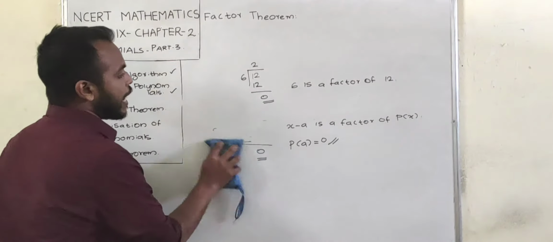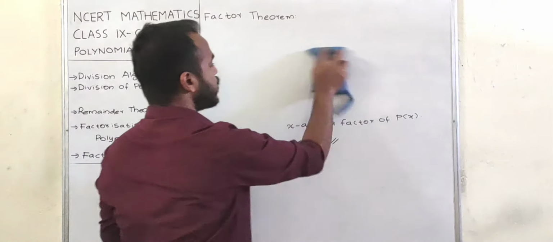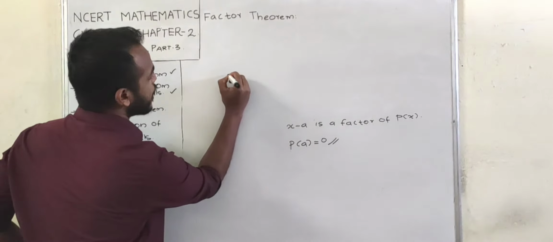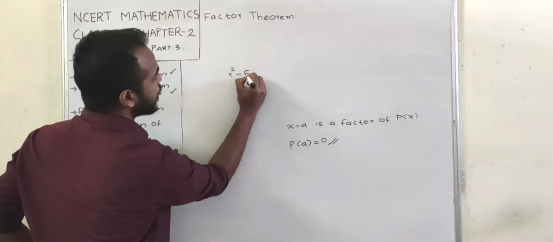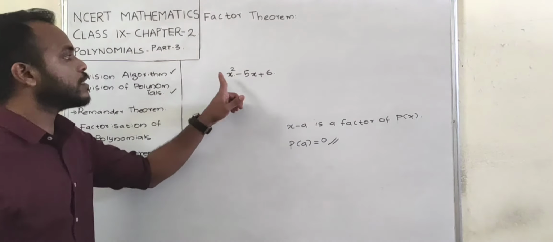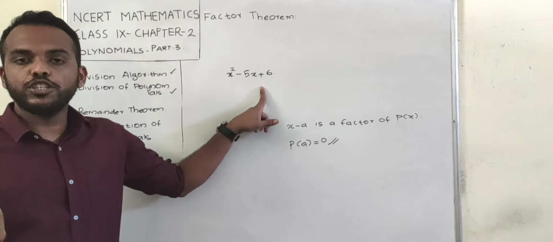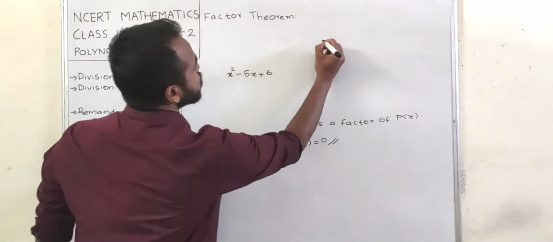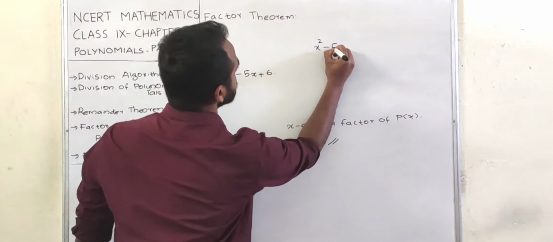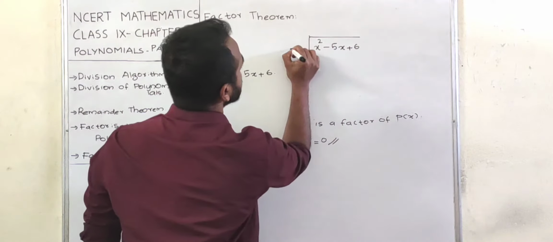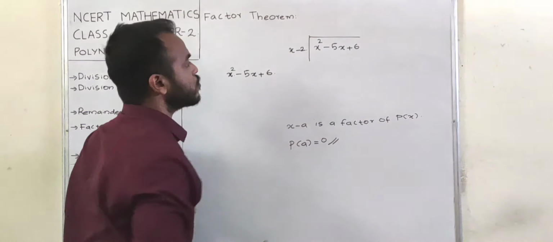Now, if you have any doubt, please listen here. We will see with an example. Suppose you are given a polynomial x square minus 5x plus 6. Now, this is our polynomial. Now, I am going to divide this polynomial using x minus 2. So, x square minus 5x plus 6 divided by x minus 2.